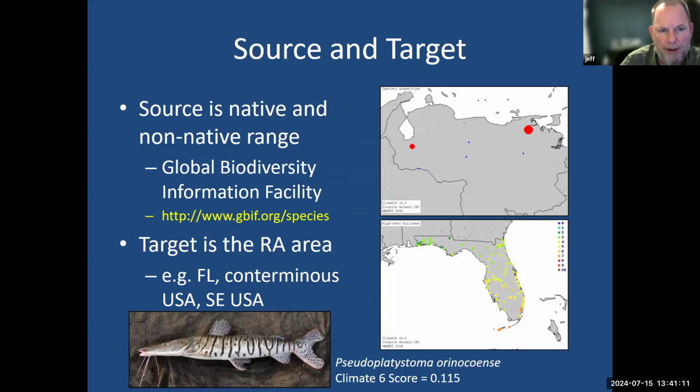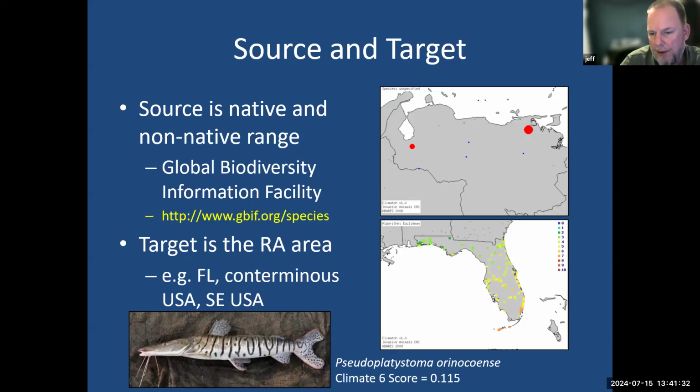This is from the original CliMatch. The source map in Venezuela has these red dots that show the locations contributing most to the match. And then you have the target in the risk assessment area. That's Florida. As you get more to the orange and reds, that means higher match.